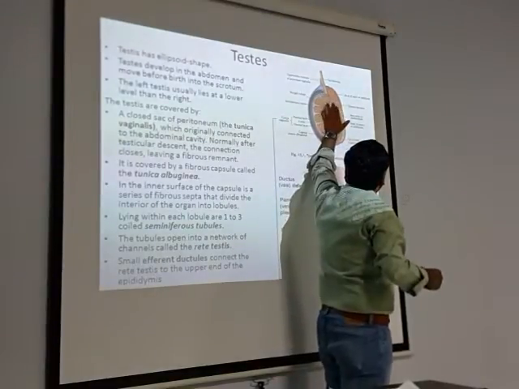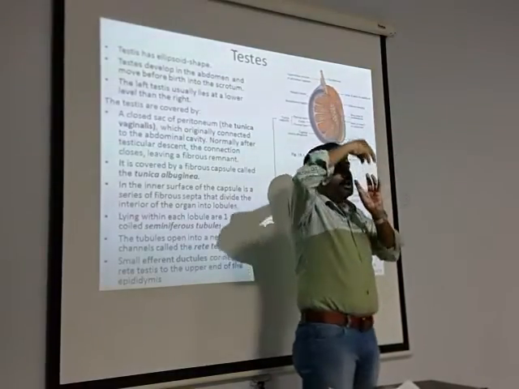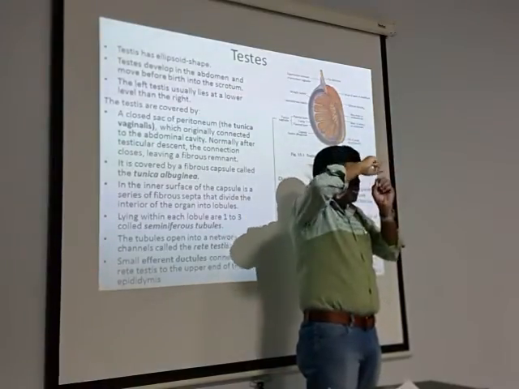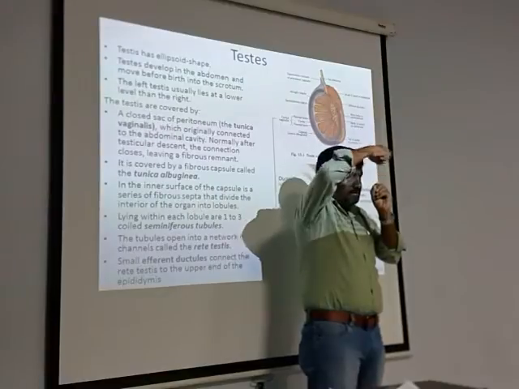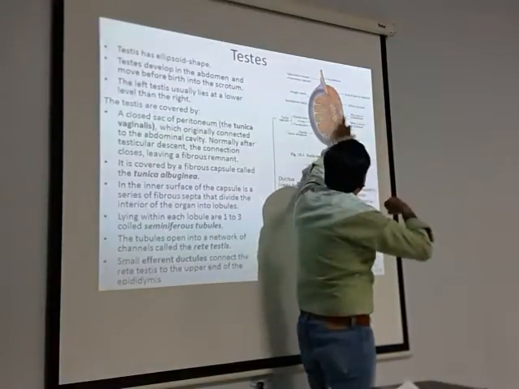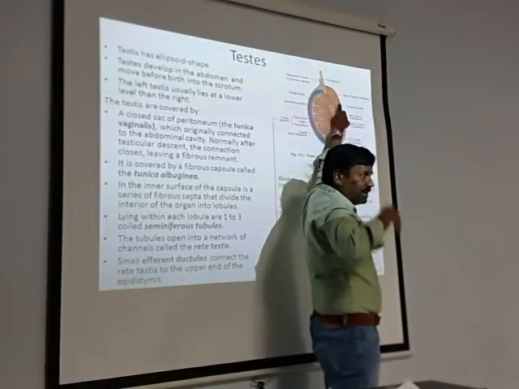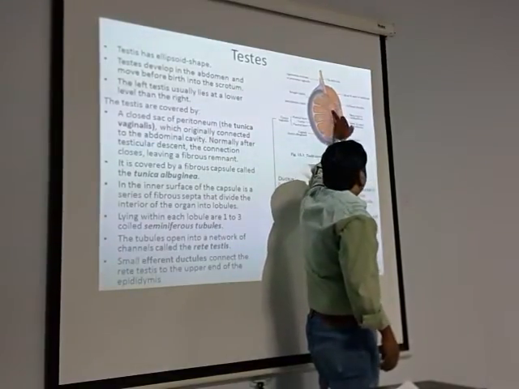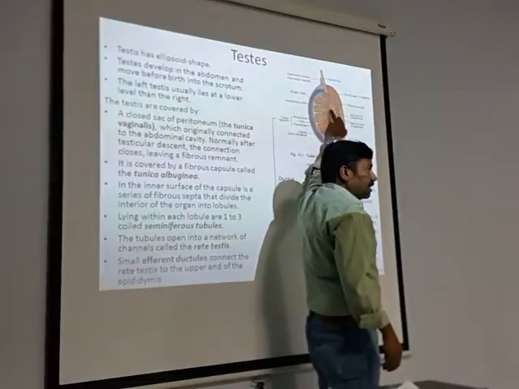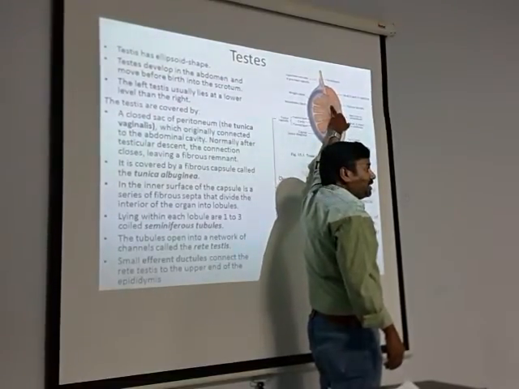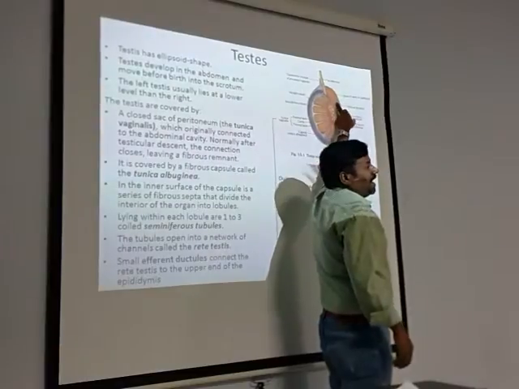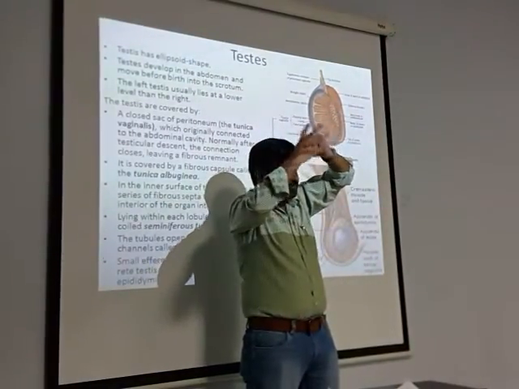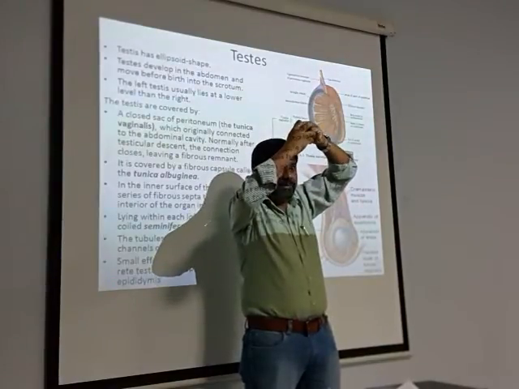All these efferent ductules go and join one more duct, a single duct that forms a coil. Only one duct, which is coiled. You see here, this is coiled. That is the head of the epididymis. So rete testis, efferent ductules, then they drain into the head of the epididymis. The upper part of the epididymis is highly coiled, so that forms the head of the epididymis.